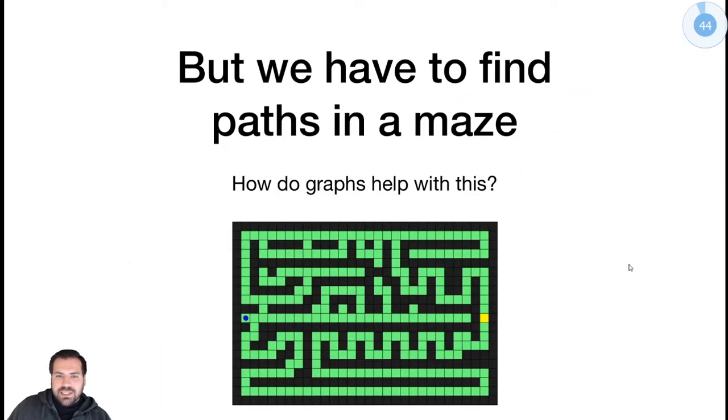Okay, so this still doesn't get us where we want to go. We still have one more step here. That's all well and good for graphs. We can find the shortest path between two nodes in a graph. But we don't have a graph. We have this grid map, this 2D grid, and we want to find the shortest path in this grid system. How do graphs help me with this problem? Unless you already know the answer, this should be the question on your mind right now.